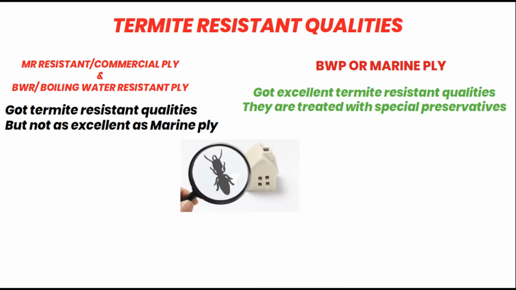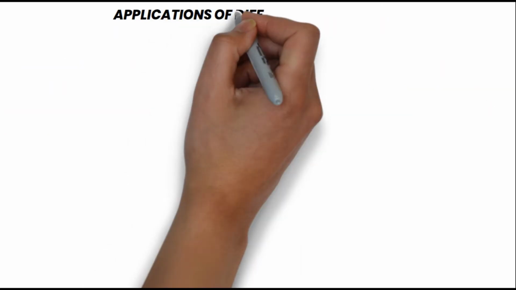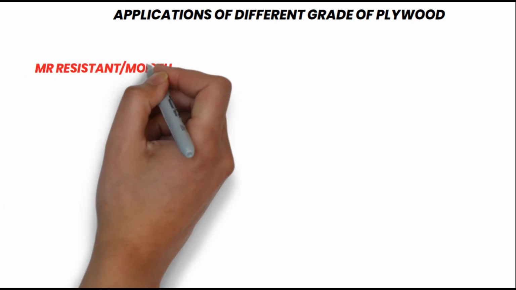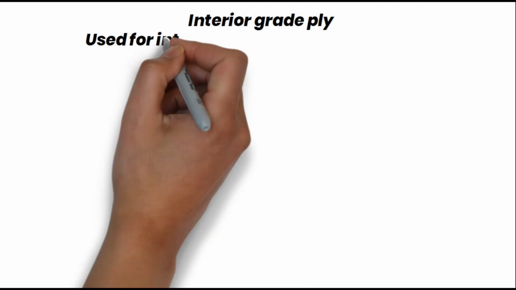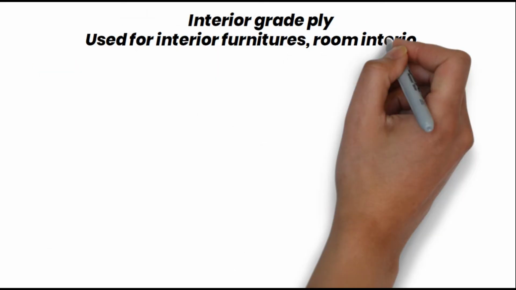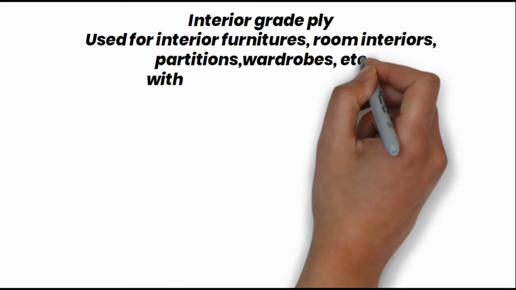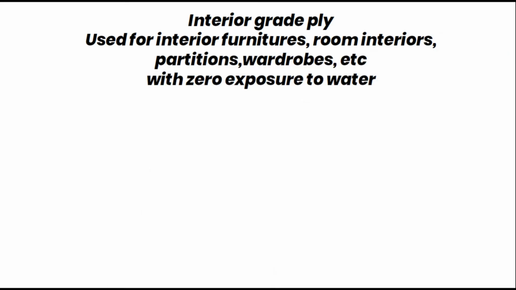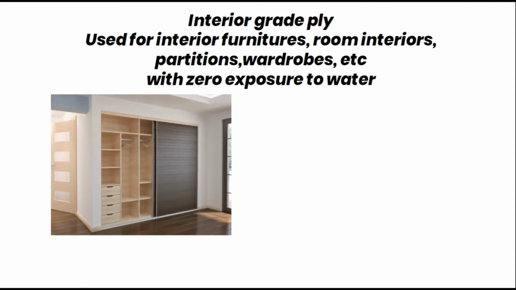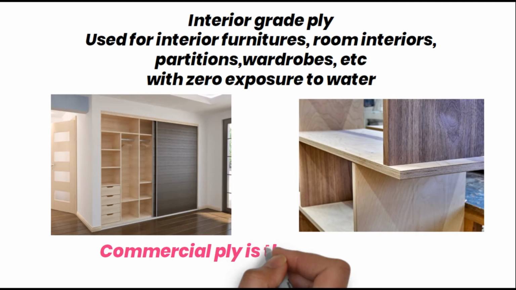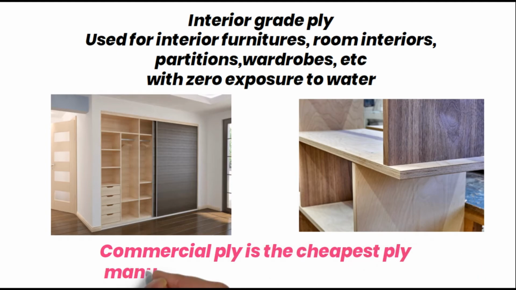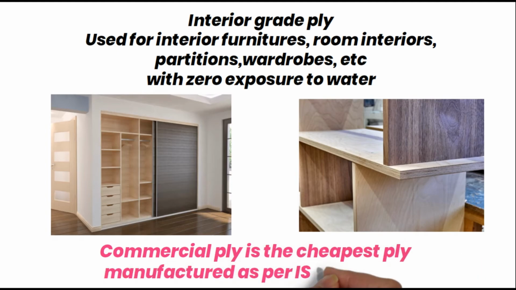Now we will have a look at the application of different grades of plywood. First we will discuss about moisture resistant or commercial ply. It's an interior grade ply used for interior furniture, room interiors, partitions, wardrobe, etc. with zero exposure to water. And commercial ply is the cheapest ply and it is manufactured as per IS 303 grade.